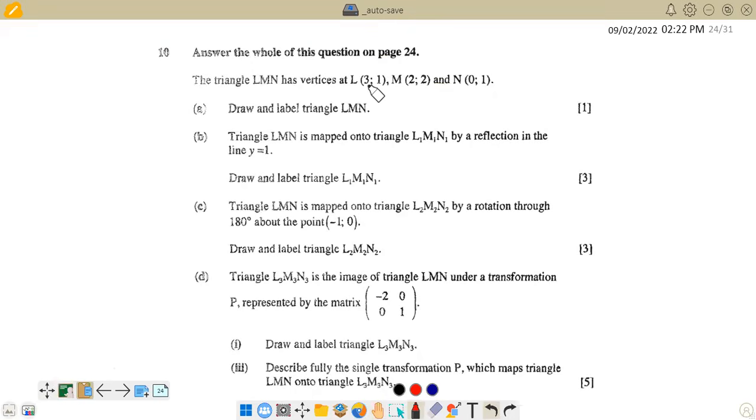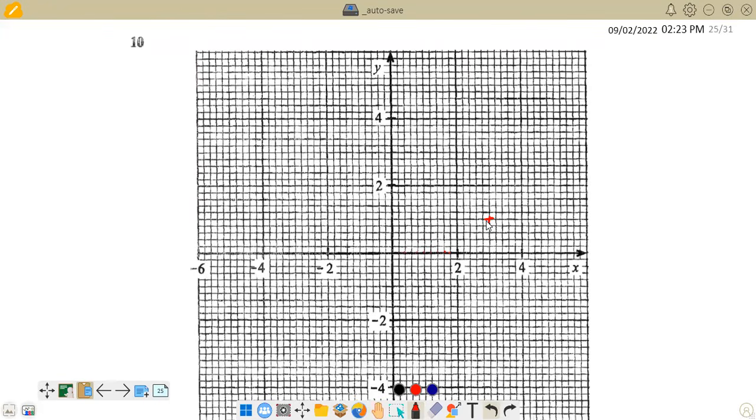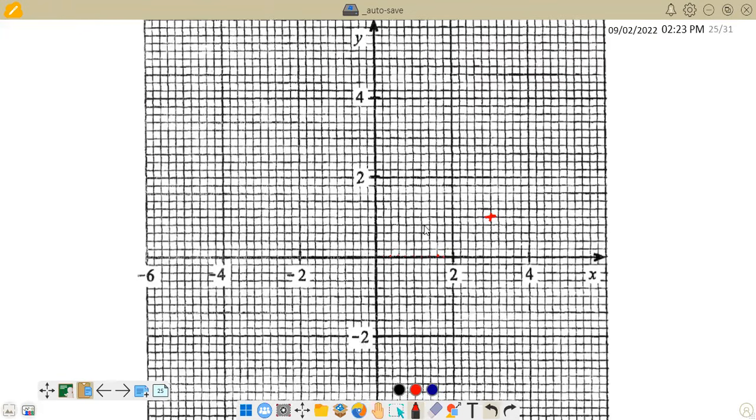Okay, is it going to be 3, 1 here? We need 3 in between 2 and 4, then 1 in between 0 and 2. So that's 3 somewhere, and we count 1, 2, 3, 4, 5 boxes up. This is 3 here, so we put 1, 2, 3, 4, 5 somewhere here. That's where you're going to have your 5th box. So you just have to join that point. All right, so that's what you're going to have, our 3, 5, and we just call this point L.